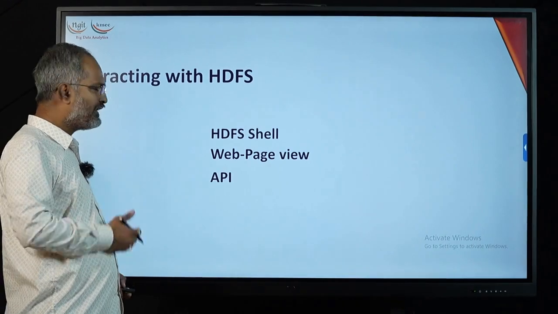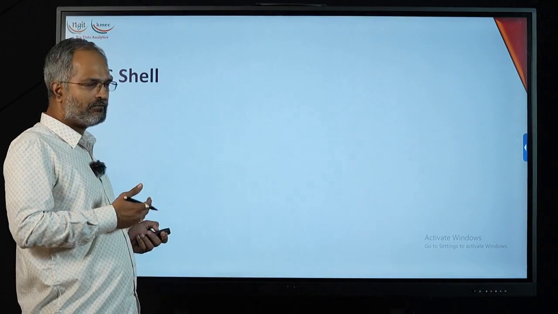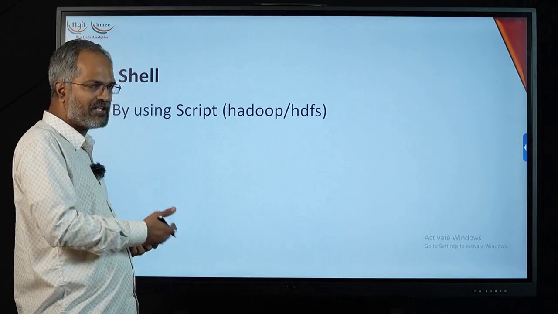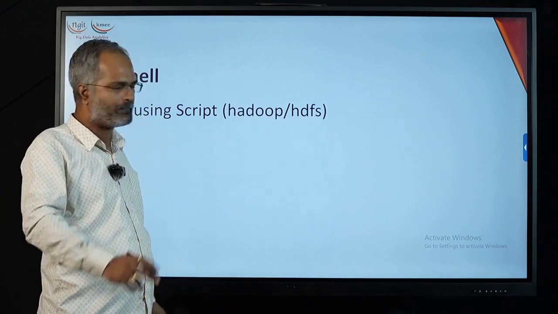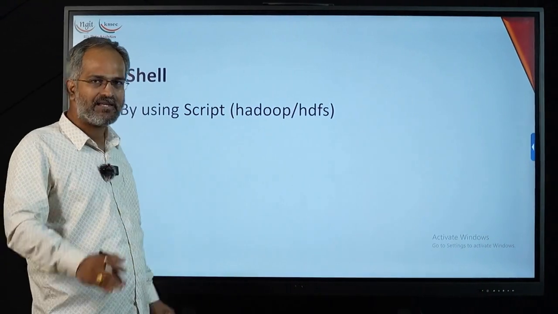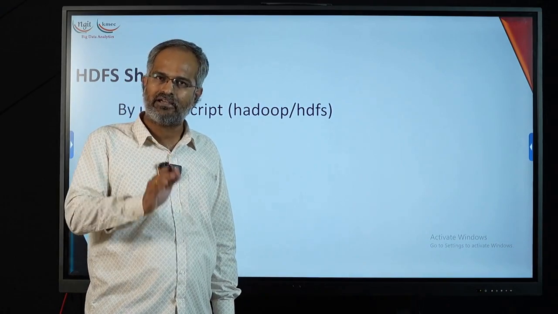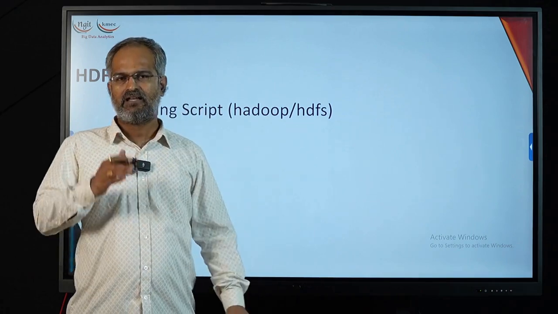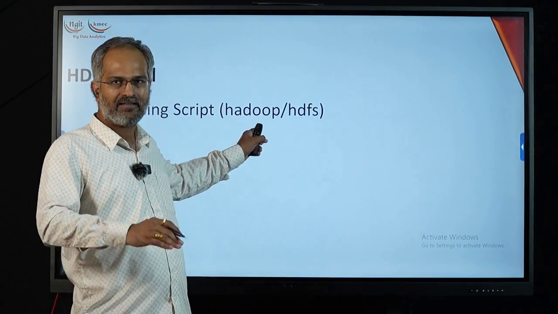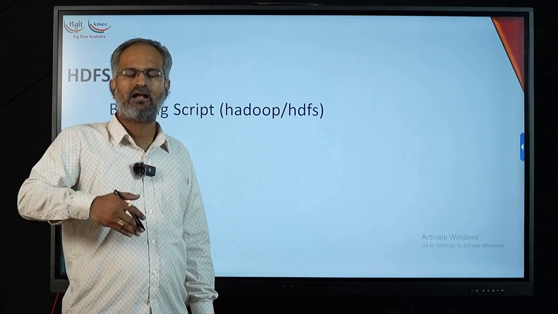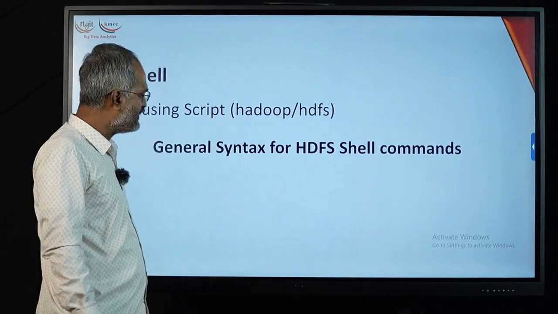So let us start with the HDFS shell. Before that, let us see what the various shells available are. By using scripts, we can use the Hadoop or HDFS scripts. There are two scripts available, Hadoop and HDFS. Hadoop is the common script for all kinds of Hadoop operations, and as part of that we have the file system commands also. HDFS is dedicated to the Hadoop Distributed File System only, whereas Hadoop is related to HDFS, MapReduce, and some other operations also. We can use any one of them.